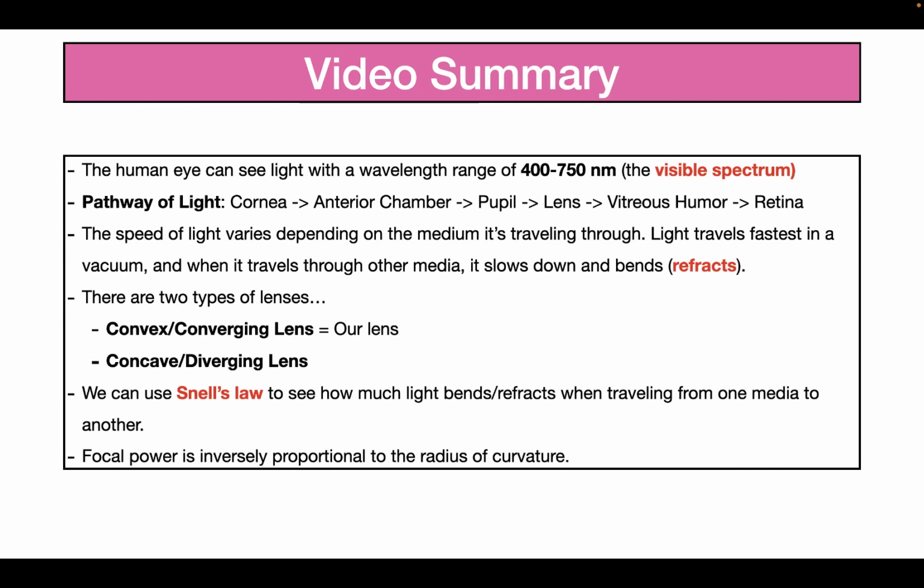So in this video, we talked about a few things. We talked about the visible spectrum and how light passes through the eye. We also talked about the speed of light and how it varies through different media. We talked about the two types of lenses. We talked about Snell's law, and we gave a short introduction to focal power.